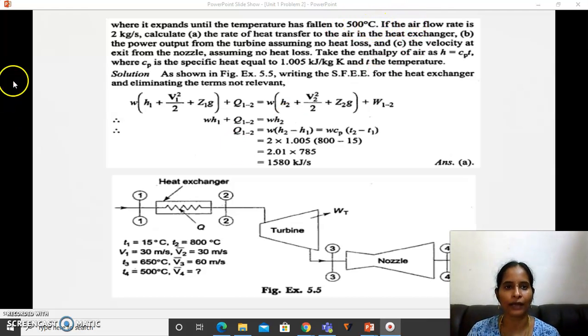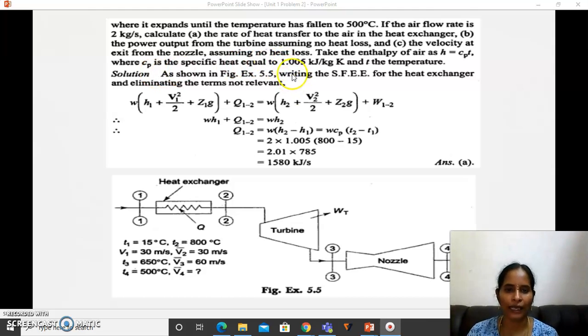If the airflow rate is 2 kilogram per second, calculate the following. You have to find the rate of heat transfer to the air in the heat exchanger, the power output from the turbine, assuming no heat loss, and the velocity at the exit from the nozzle, assuming no heat loss. Take the enthalpy of the air as h is equal to Cp into T, and they have given the values for Cp and T as the temperature.